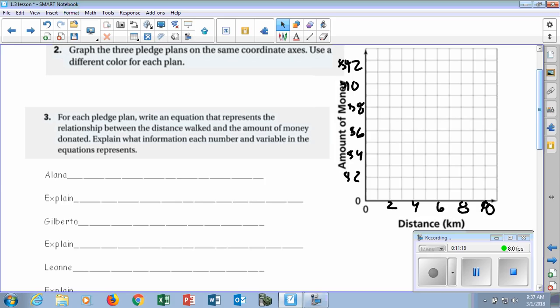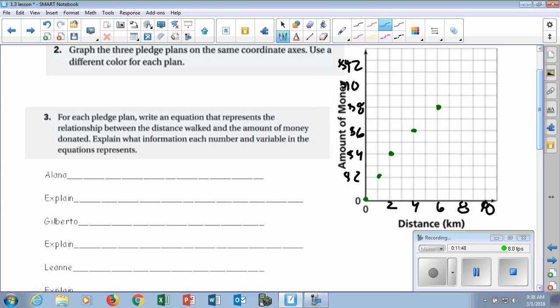I'm going to do Gilberto first. At 0, 0 is Gilberto's start. And then we set in our table. I'm just looking at my table and plotting the points that I stated in the table. At 1 kilometer, which is on the bottom here, he goes up to 2. At 2, he goes to 4. At 4, he goes to 6. At 6, he goes to 8.